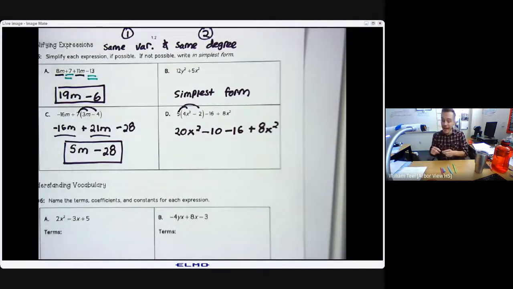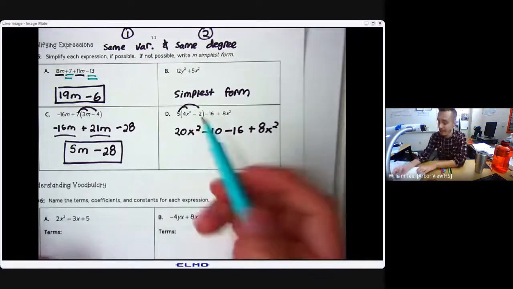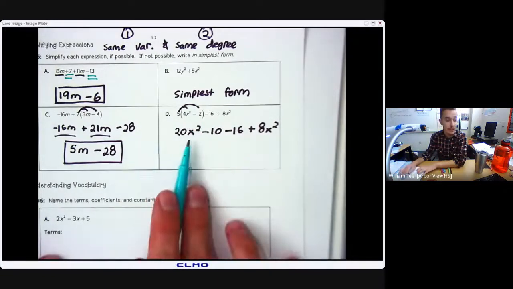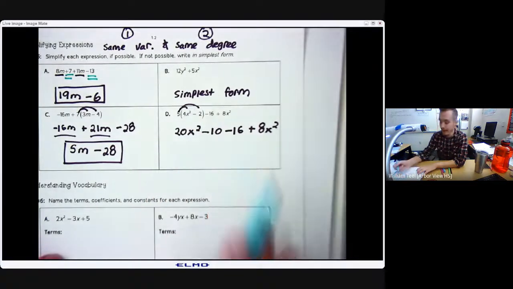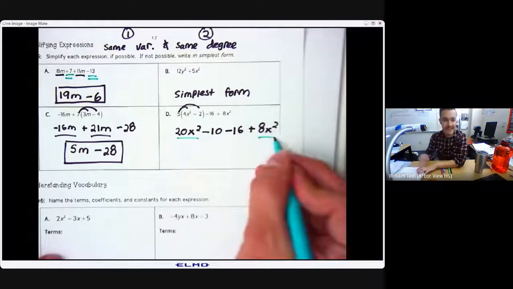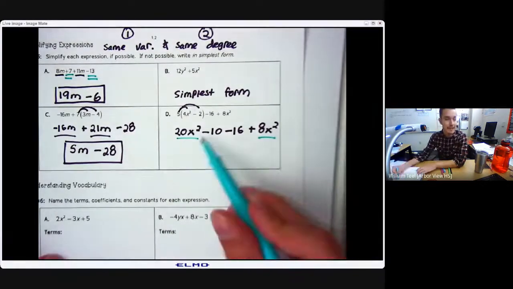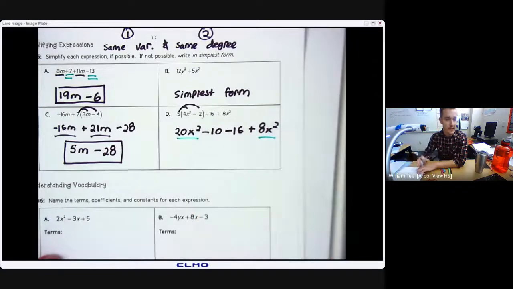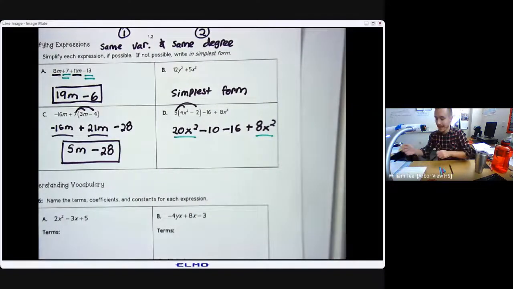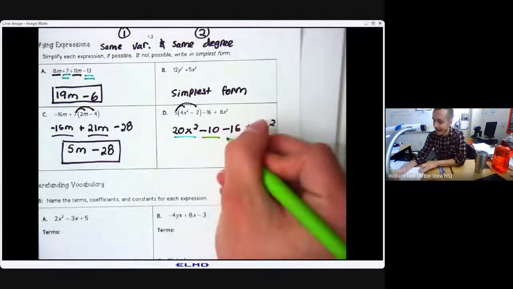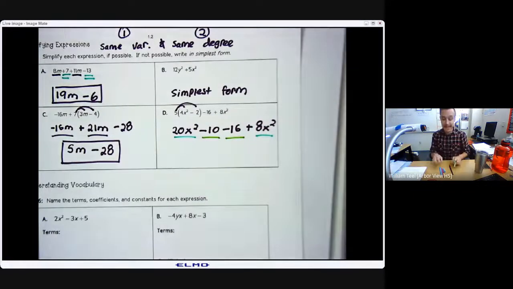Okay, so now I have some like terms. So what I want to do here is combine the like terms. First, I'm going to determine which ones are like. 20x squared and 8x squared, those are two terms that both have x squared attached to them. Same degree, same variable, so we're good to go. And I also have negative 10 and negative 16. Those are like terms, I can combine them.